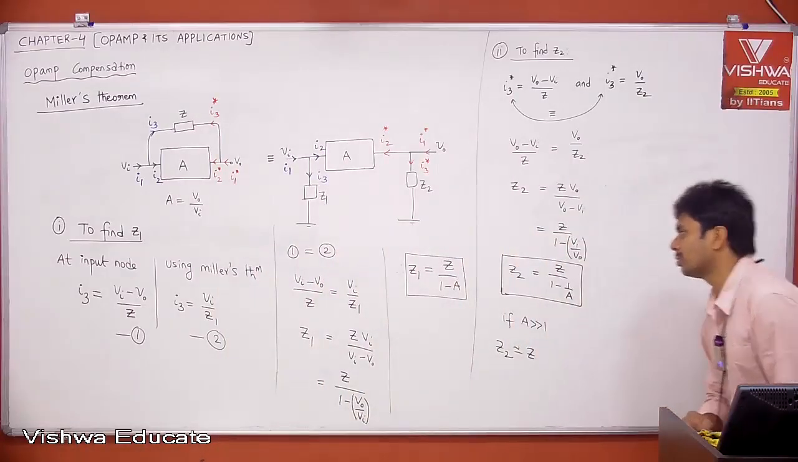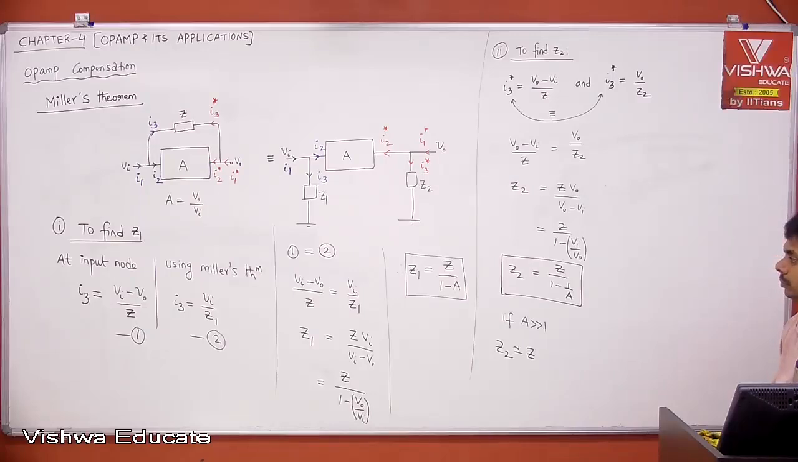This is what I am going to use later, Miller's theorem. The Z can be resistor, Z can be capacitor, Z can be inductor, or Z can be a combination of R, L and C. Could be anything, but if you represent it as Z, how to resolve that feedback impedance Z from the feedback component to the input side as well as output side.